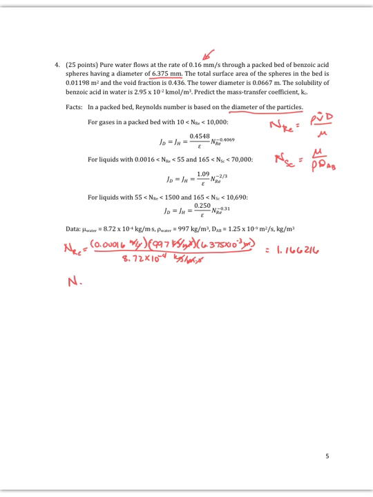The Schmidt number is 8.72 times 10 to the minus 4th kilograms per meter per second, divided by 997 kilograms per cubic meter, and 1.25 times 10 to the minus 9th meters squared per second. And so that is really very close to 700. So based on a Reynolds number of about 1 and a little bit and a Schmidt number of 700, the appropriate equation is this one.